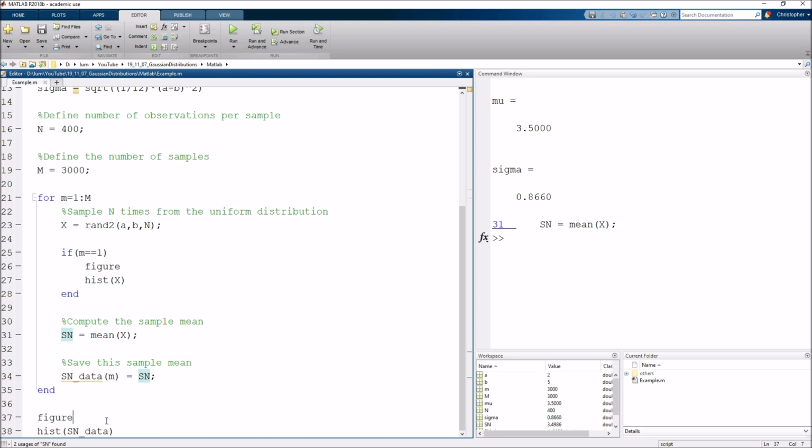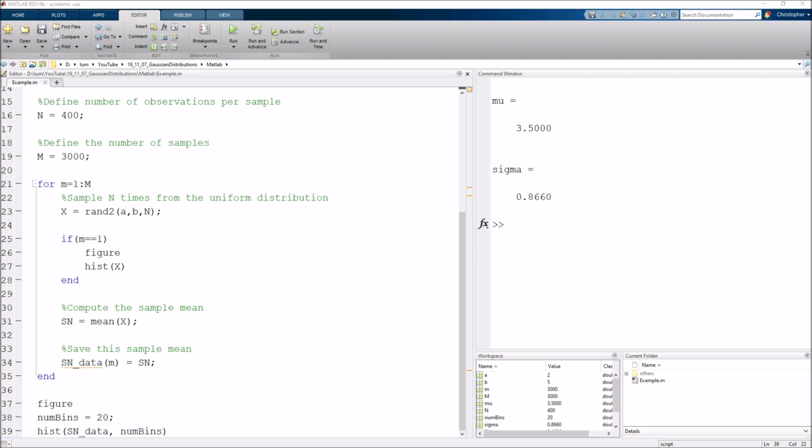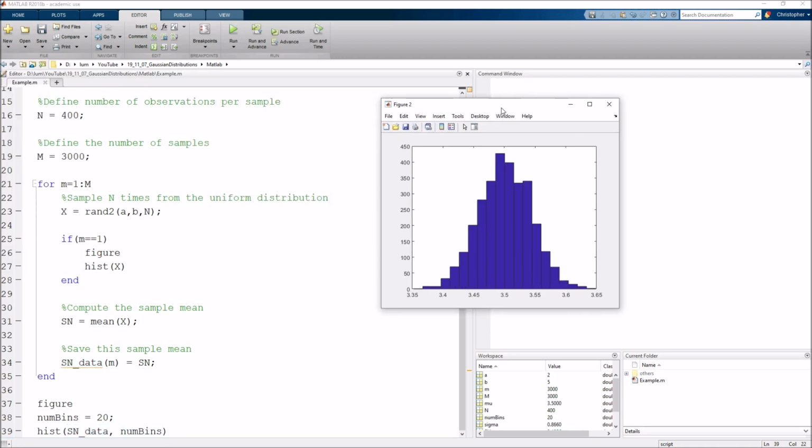In fact, let's increase the number of bins. Let's make this thing, how about 20 bins, right? So if I run this again, look at this. That absolutely looks like a Gaussian to me. And in fact, we can compute the parameters of this Gaussian distribution, right?